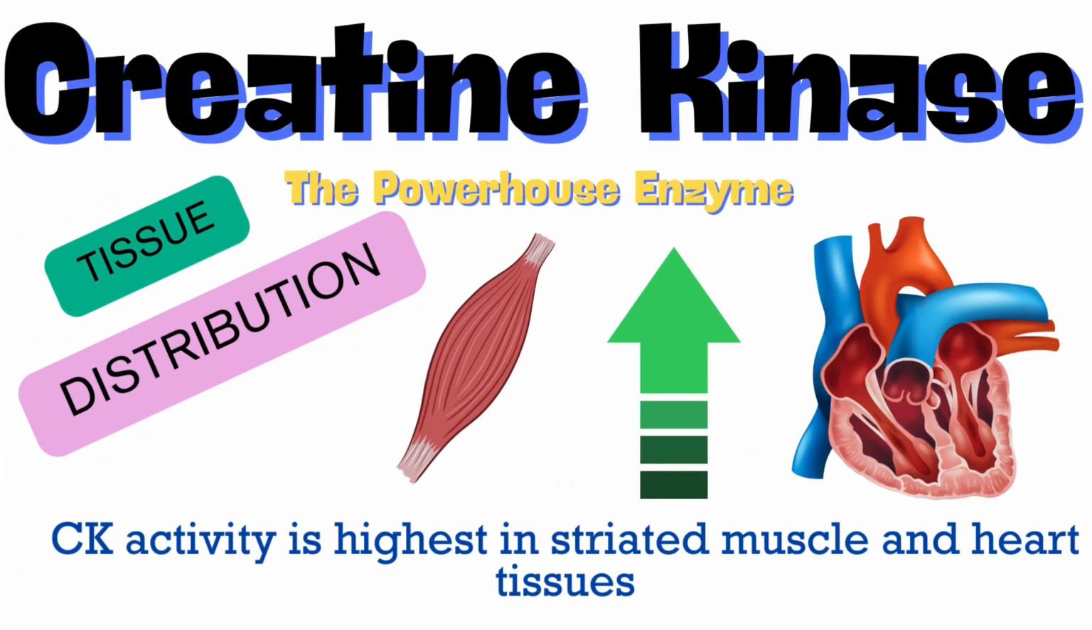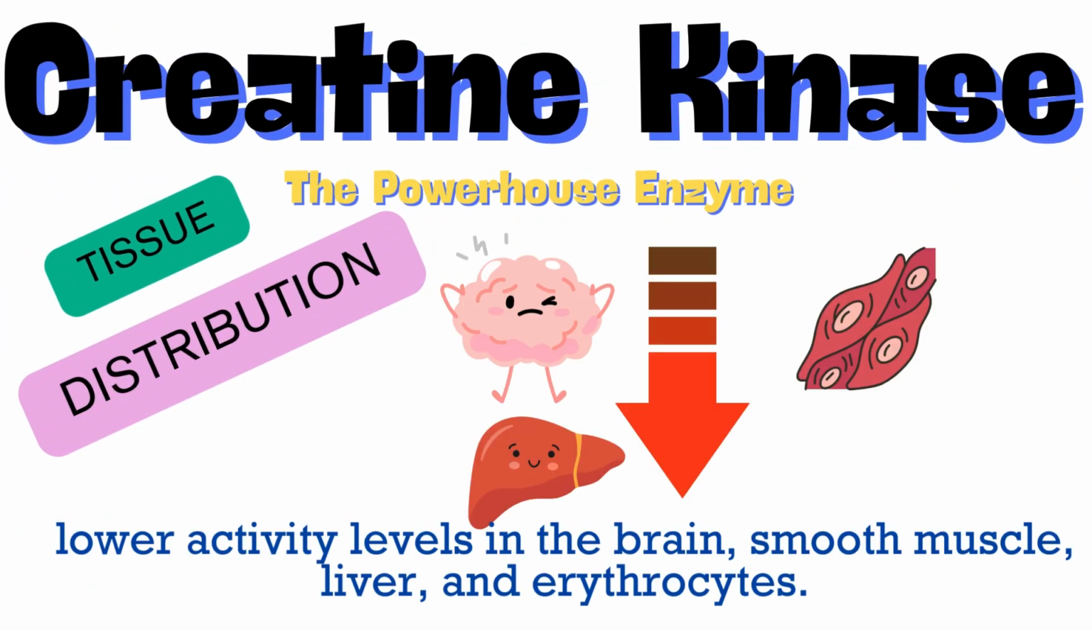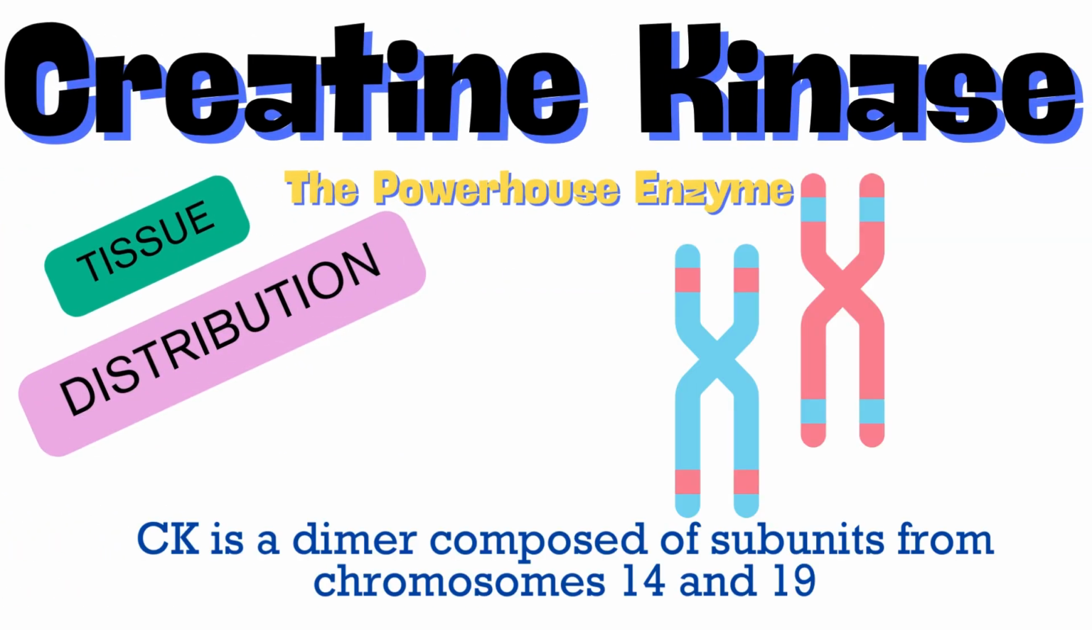Tissue distribution. CK activity is highest in striated muscle and heart tissues, with lower activity levels in the brain, smooth muscle, liver, and erythrocytes. CK is a dimer composed of subunits from chromosomes 14 and 19.